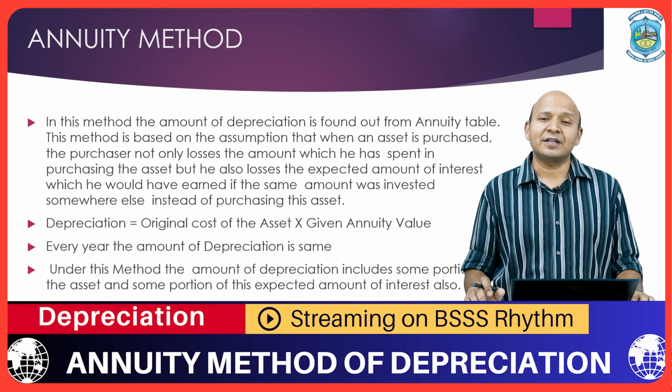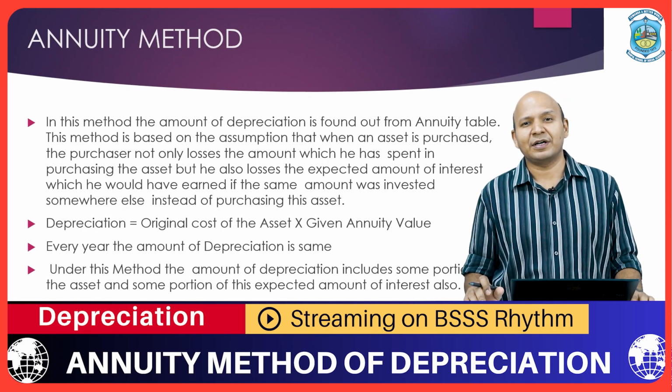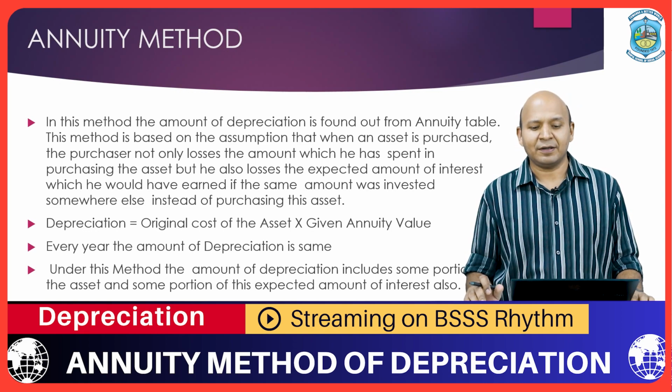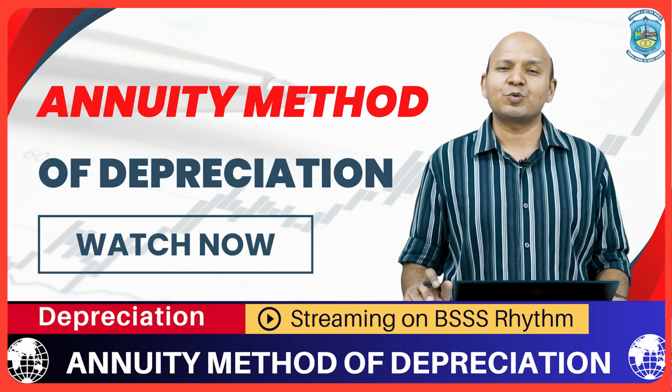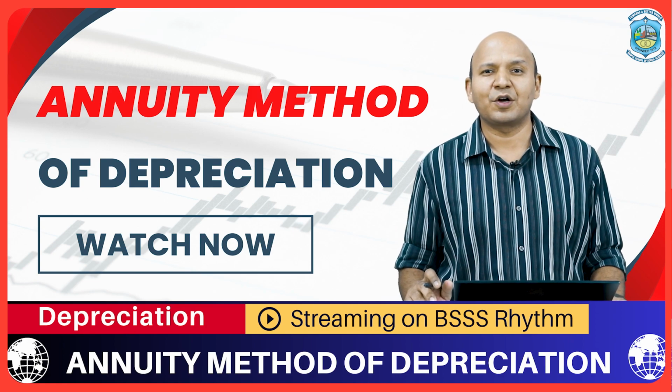Under this method, the amount of depreciation is calculated with the help of the following formula: original cost of the asset multiplied by the given annuity value. In this method, the amount of depreciation remains the same for all years. In the annuity method, the amount of depreciation includes some portion of the asset as well as some portion of the expected interest. Under this method, the following two journal entries are passed at the end of each year.